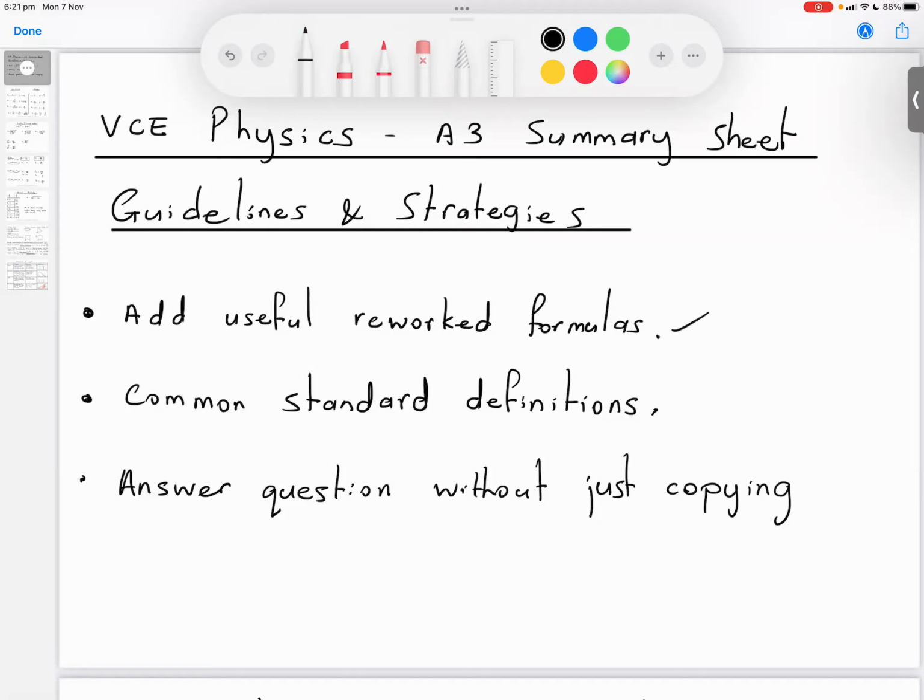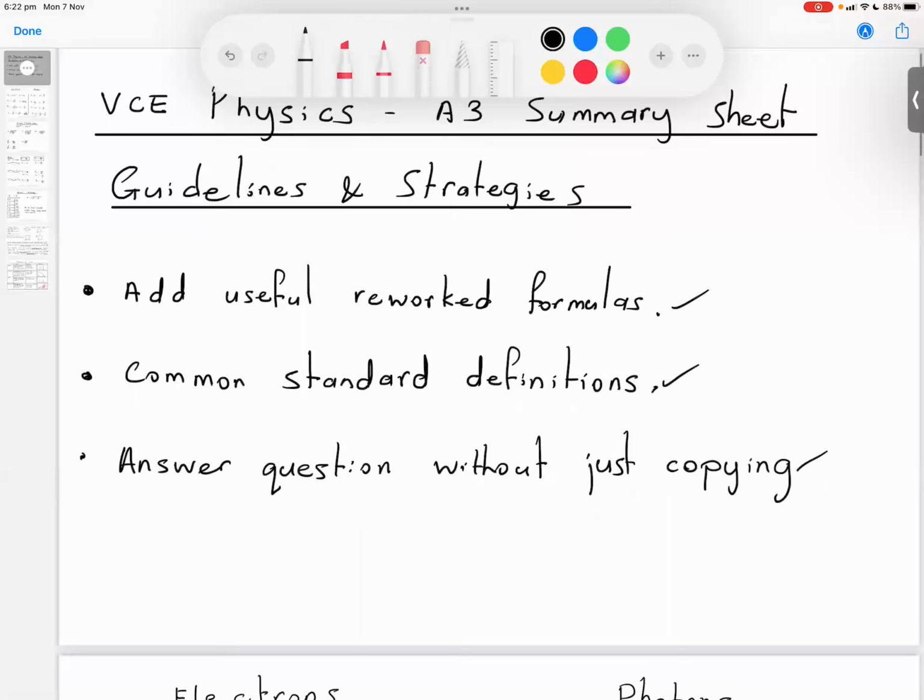And common standard definitions, just brief definitions. The main thing is to avoid just writing a lot of information and piling in all that information when you see a question related to it. Maybe keep your definitions brief and do make sure you read and understand exactly what the question asks for. It's a bit of a skill, you can only do the best you can with that.